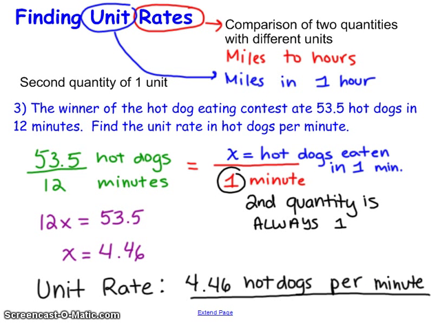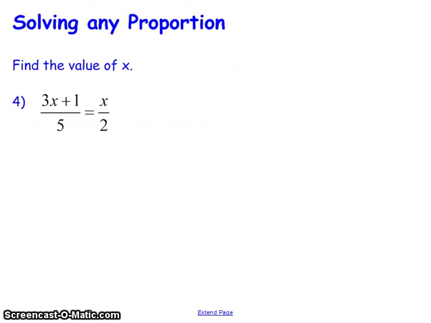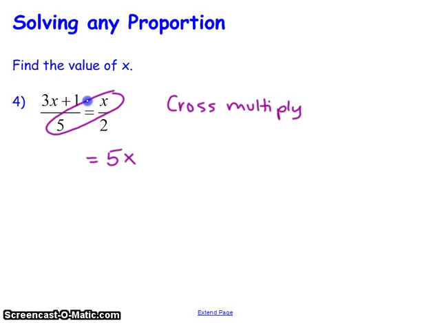Before we finish up, we're just going to take a look at solving a basic proportion out of context. No problem, no words, just a basic equation that we need to solve. So we know that anytime we solve a proportion, we cross multiply. So in many situations, that's really easy. For example, in this diagonal, 5 times x is definitely 5x. But what you need to be careful of is on this diagonal.